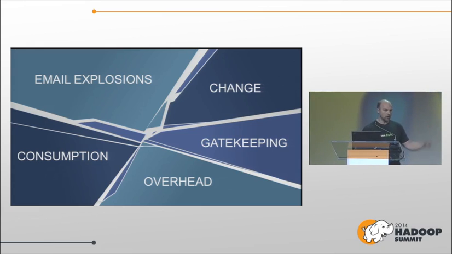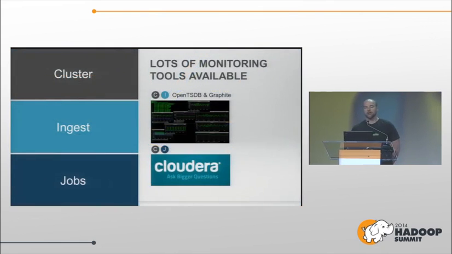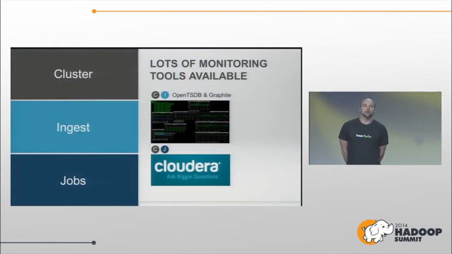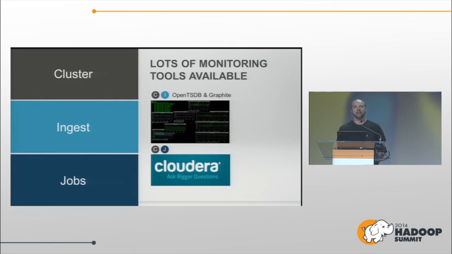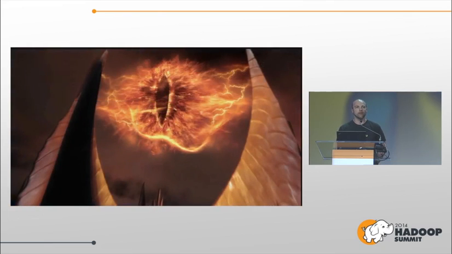We have all of these problems, I think, will be fairly familiar to somebody monitoring a data pipeline. We have monitoring tools that are available. We try to use open tools. We're not trying to reinvent the wheel. We use the Cloudera Manager. We use OpenTSDB and Graphite to keep track of time series stuff. Our real goal here is that we want to be aware of everything going on in our domain.